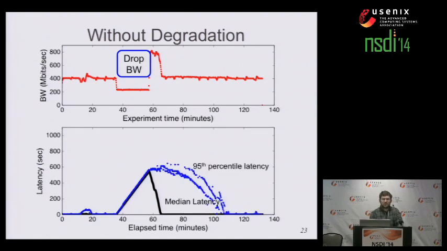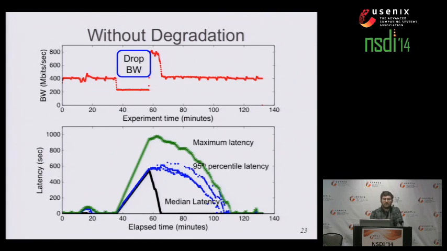Here's what happens to the 95th percentile latency. Notice that it also goes up rapidly and that it then takes an hour to recover. This says nodes are starving. That's bad. Here's the maximum latency. Again, you observe starvation. And it takes the system quite a long time to then recover to normal operation when there is enough bandwidth.